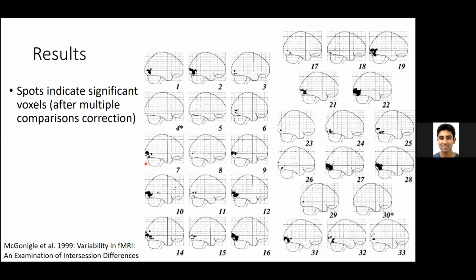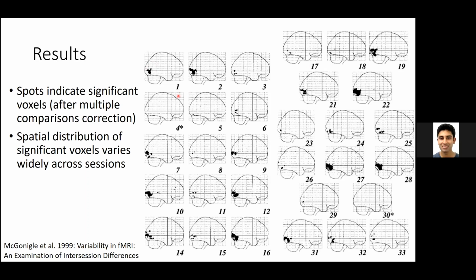In general, what they found is that there's a significant amount of cross-session variance. What you can see on this figure is that these spots right here are significantly activated voxels during the specific task after multiple comparisons correction. And what you can notice is that there's a large variability in the spatial distribution of these activated voxels. For example, in some of these cases, you can see hundreds of activated voxels, whereas in other cases like session 30 and session number 4, there were 0 activated voxels found.